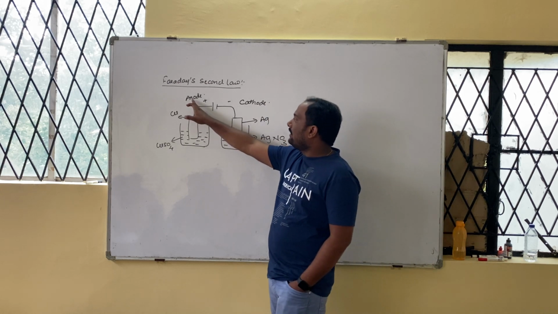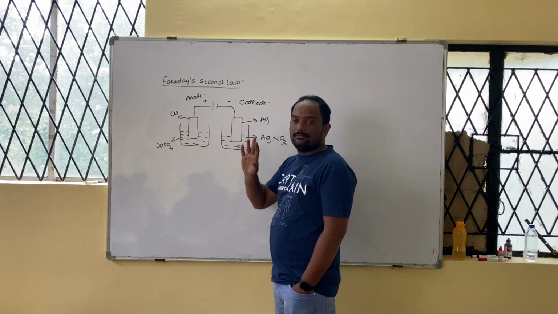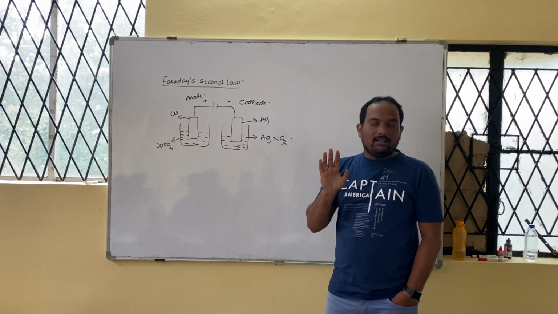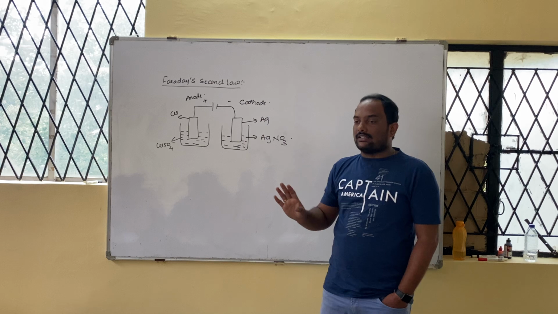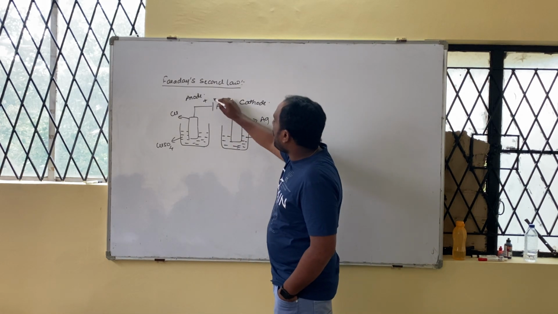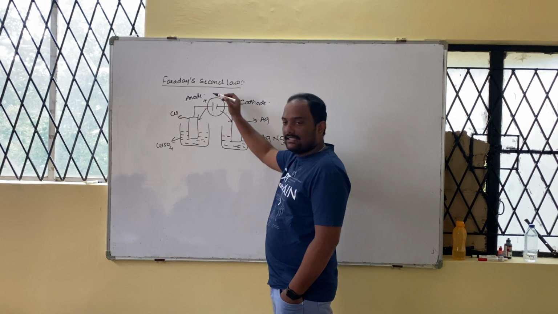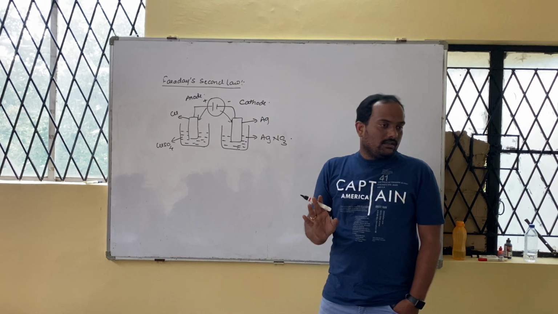One serves as the anode, another serves as the cathode. Both are connected in series, not parallel, because the same current flows through both. Imagine I pass the same amount of current to both of them. Since only one battery is there, I have to pass the same amount of current.